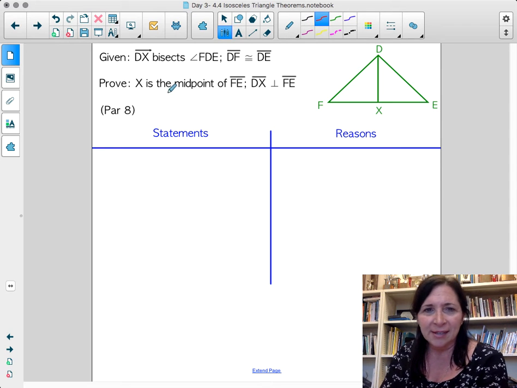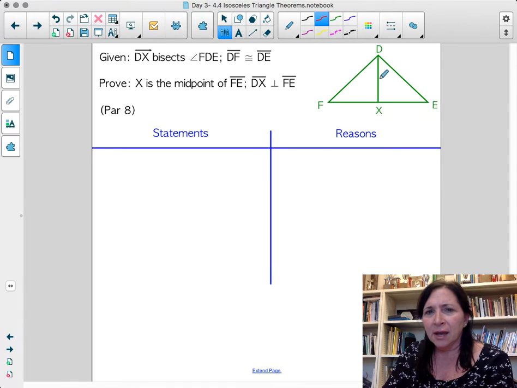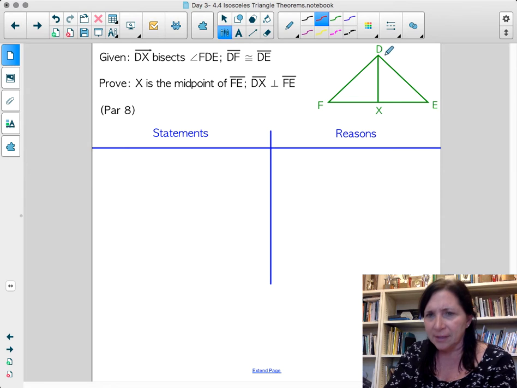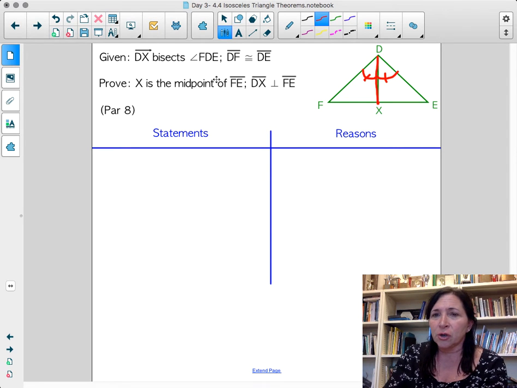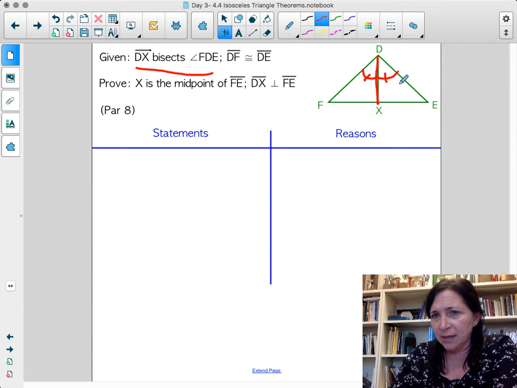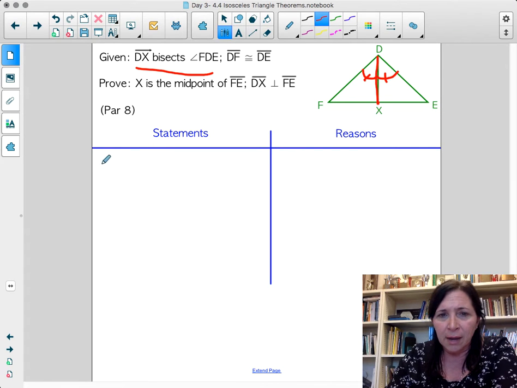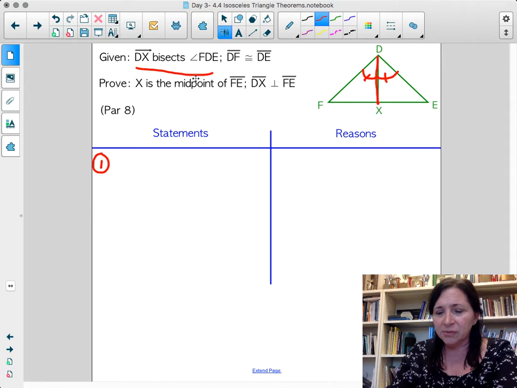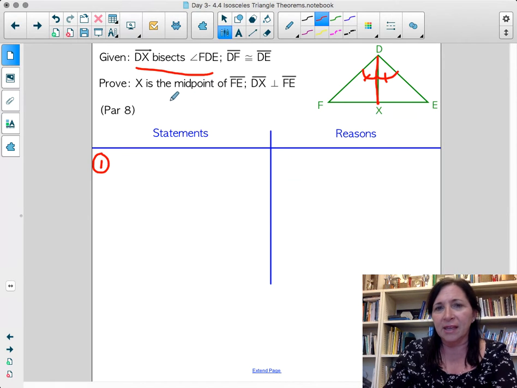So this says that DX bisects angle FDE. So when a line bisects an angle, that means that it cuts it in half, two equal parts. So in this case, the reason that they said DX bisects FDE is so that we know now that FDX and EDX are congruent.